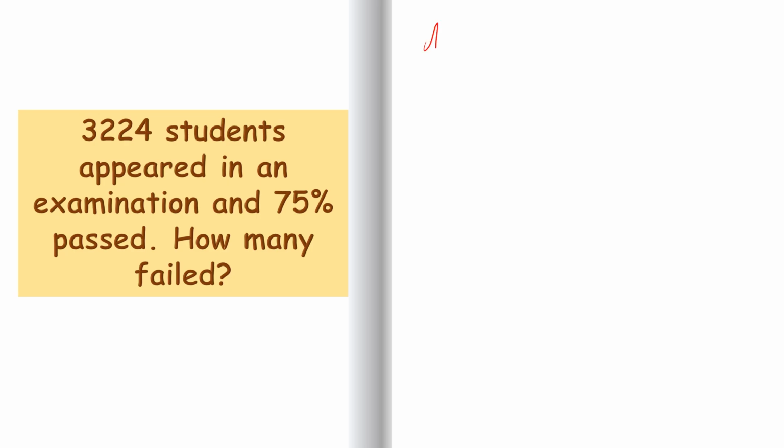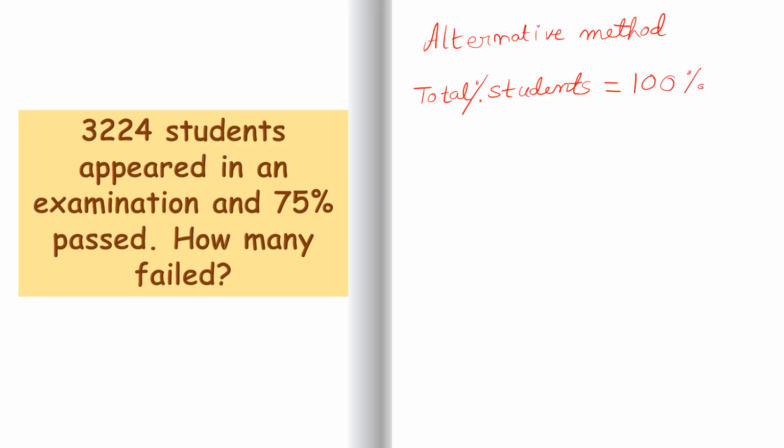Now let us do the same problem using an alternative method. Okay, so let's try out this alternative method. We'll do the same numerical in a different method. So in total, there are 3224 students, but we will not write 3224. We will see what is the total percentage of students. So while explaining percentage, I told you, when you talk about the total number, we take it as 100%. So if total percentage of students are 100%, what percentage of student pass?